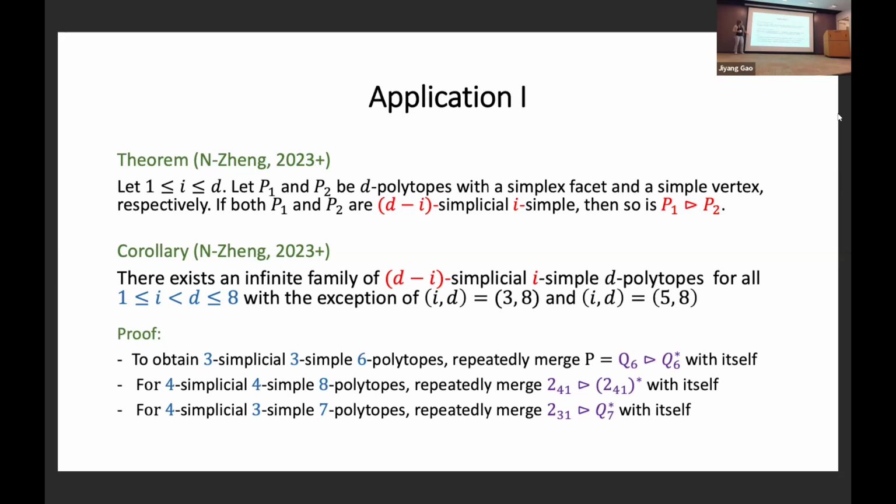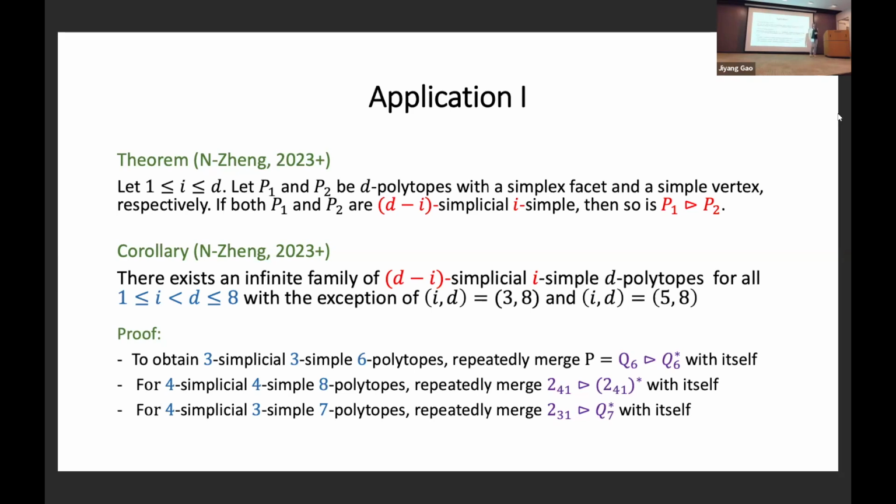For instance, let's say you want to create four simplicial, three simple, seven-dimensional polytopes. So what do we do? We start with 2, 3, 1. We know that 2, 3, 1 is four simplicial, three simple. Now we also have our seven-dimensional demi-cube, which is four simple, three simplicial, but its dual is four simplicial, three simple.